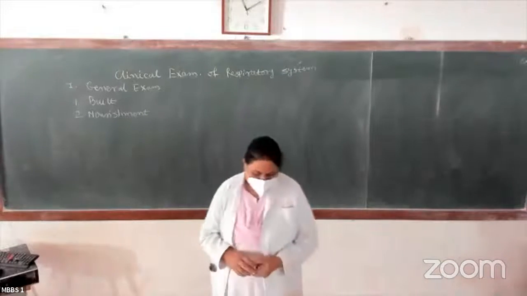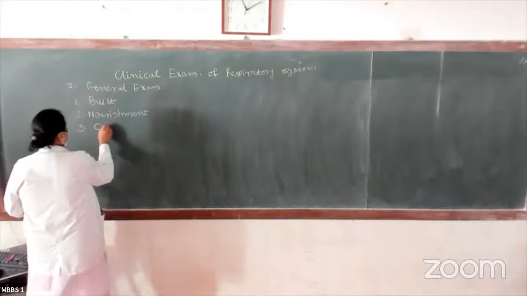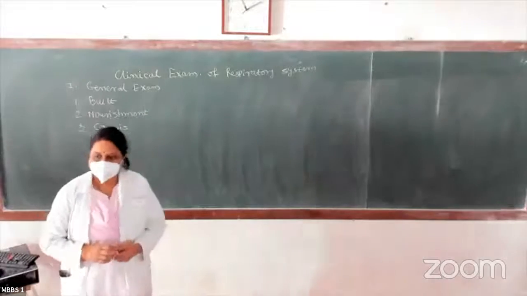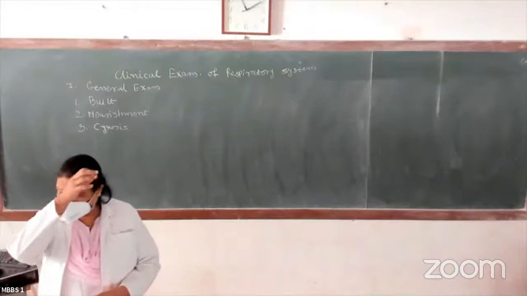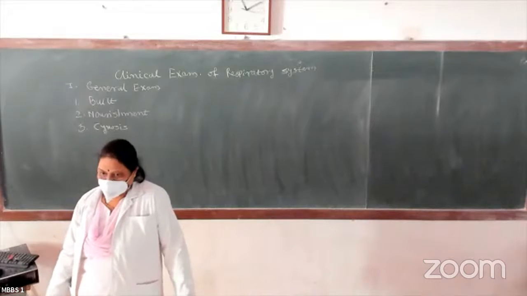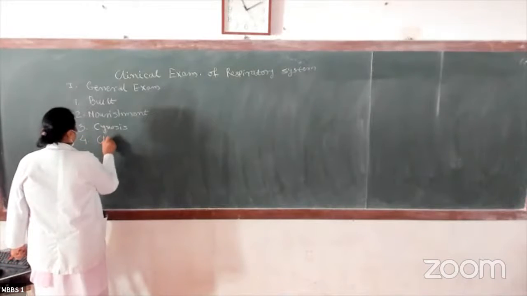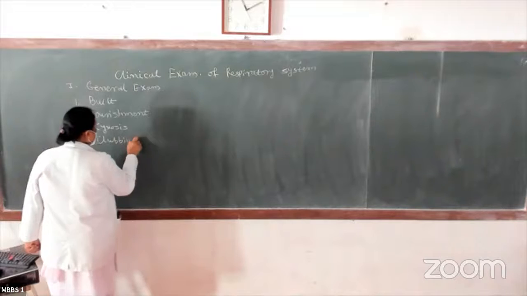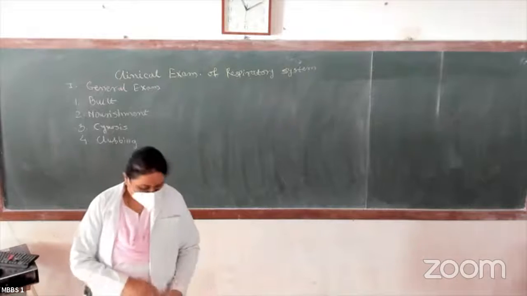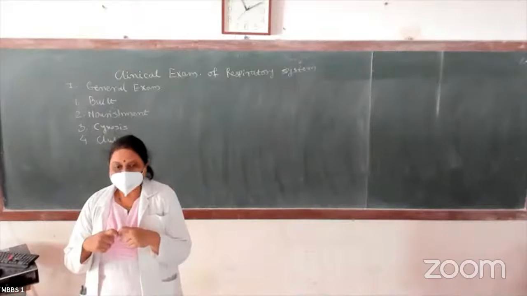Build, nourishment, then cyanosis, that is bluish discoloration of the skin. Because it is a respiratory disease, we are examining the respiratory system. In respiratory disease, because of decreased oxygen carrying, there is cyanosis. So that is the bluish discoloration of the skin. Then next is the clubbing. In the last practical on the cardiovascular examination also, we studied what clubbing is. It is the bulbous enlargement of the nail beds, and it is examined by a test.